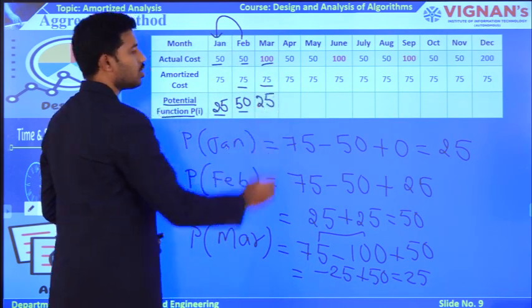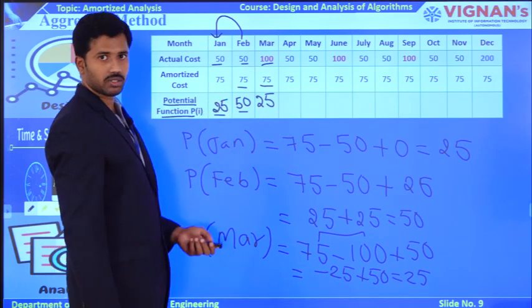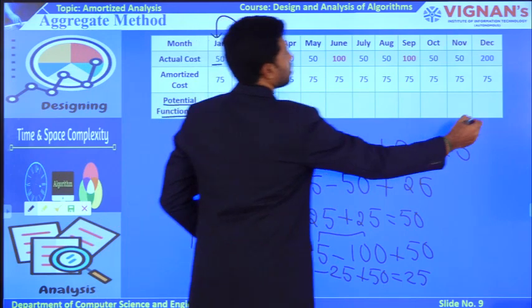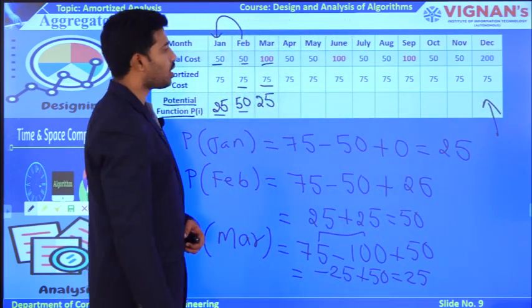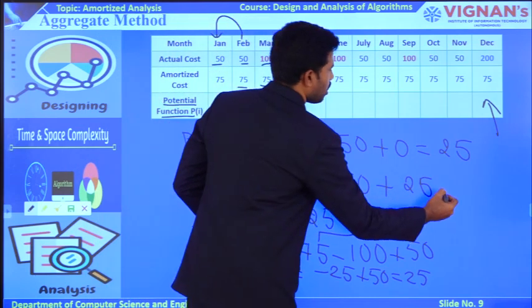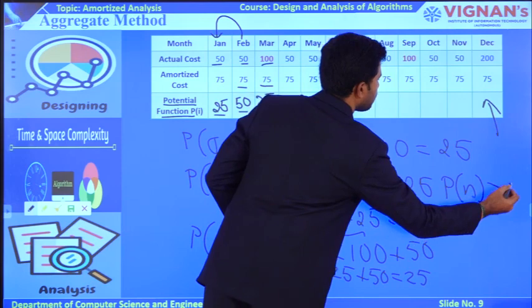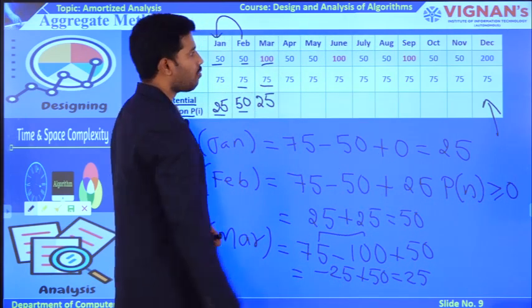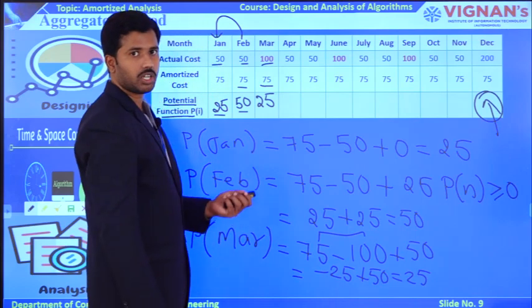Likewise, you need to fill in each and every potential value for all the months, so that at the end, at the December position, you have a positive value. In the previous mathematical equations, you had one condition: the P of n value must be greater than or equal to 0. If you get any negative value here, ultimately your analysis is going to be wrong.